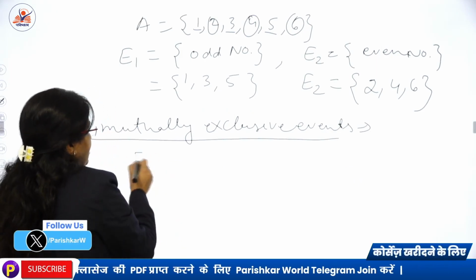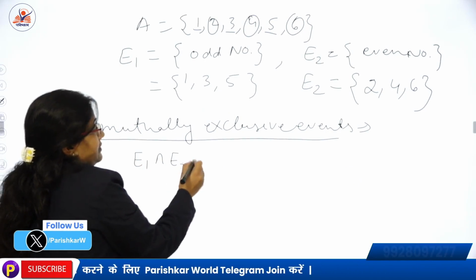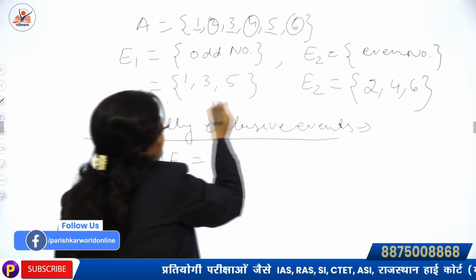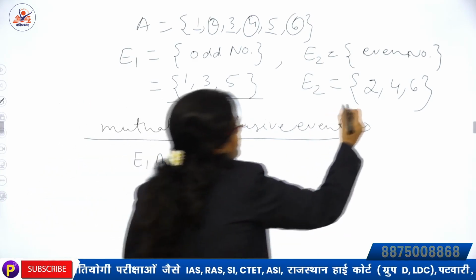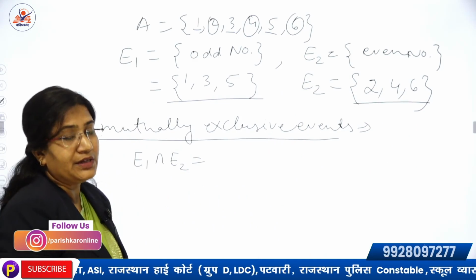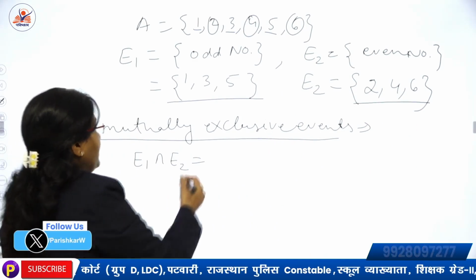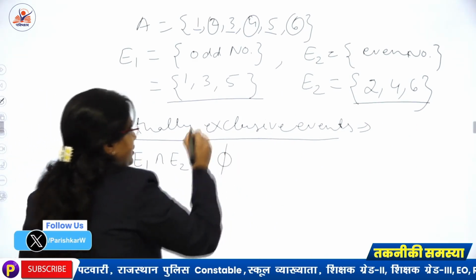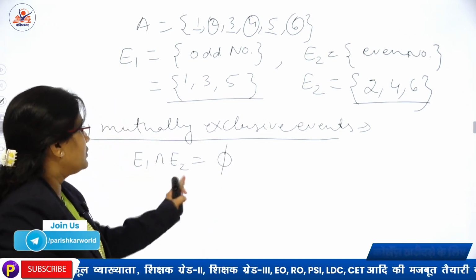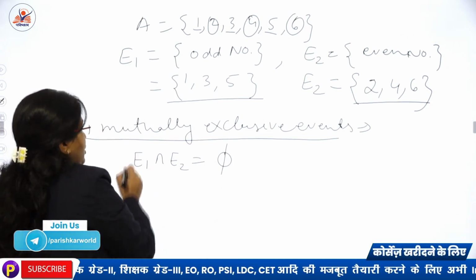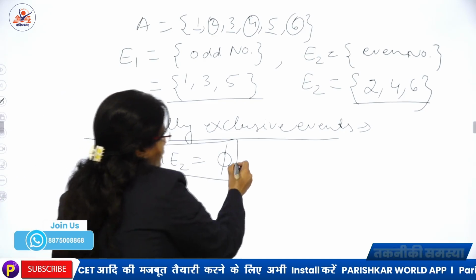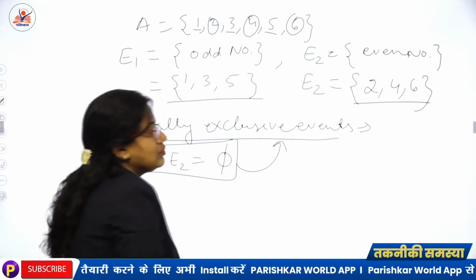If we find the value of E1 intersection E2, that means the intersection of both the events, we see E1 has 1, 3, 5 and E2 has 2, 4, 6. There is no common element between E1 and E2. That means the intersection of both the events will be empty. Whenever we see this situation, where the intersection of two events is empty, it is called mutually exclusive events.